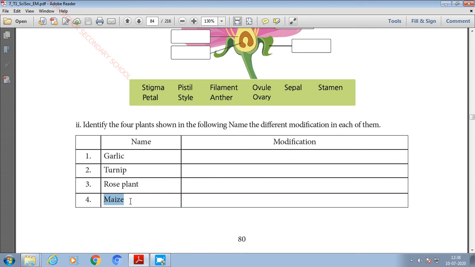So with this we have completed unit 5, reproduction and modification in plants. In the next class we will start with the next lesson of this term 1.